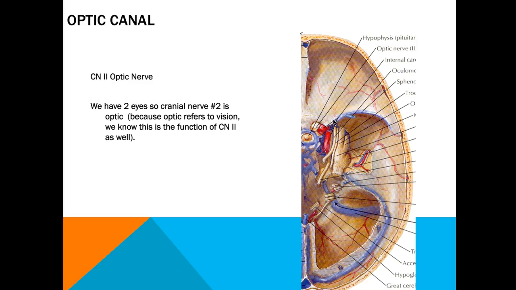Just wanted to show you how you will see this in lab looking into the cranial cavity. So here's your optic nerve. The way I remember this is cranial nerve number 2 is because optic refers to the eyes, and we have 2 eyes.